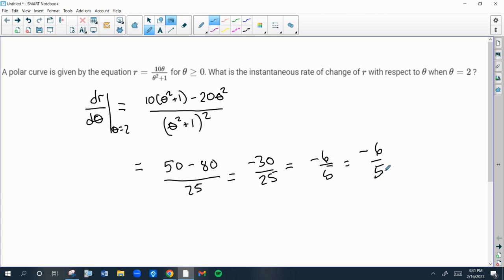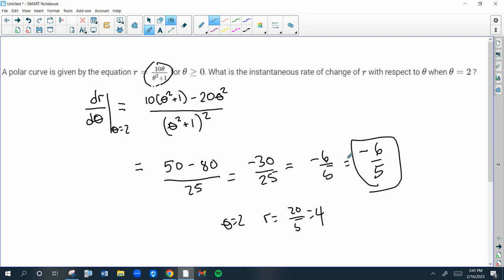So when theta is 2, by the way, let's just figure out what r is. So this is the answer, but I'm going to go a little bit deeper. When theta equals 2, r is going to be equal to, we're just going to plug it in, 20 over 5, which equals 4. So that means r is 4. That means how far it is from the origin. So when theta equals 2, r is 4 units away from the origin.